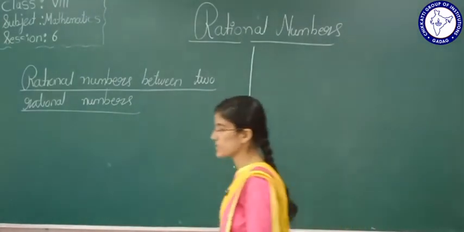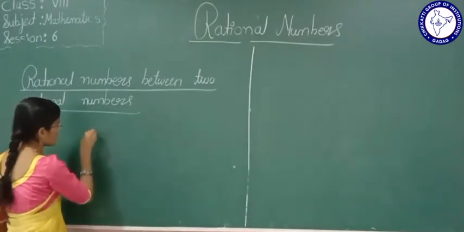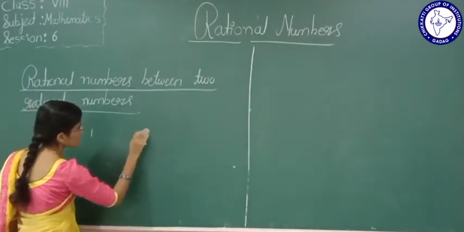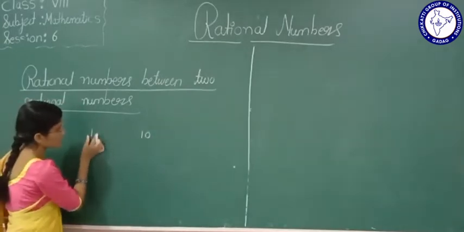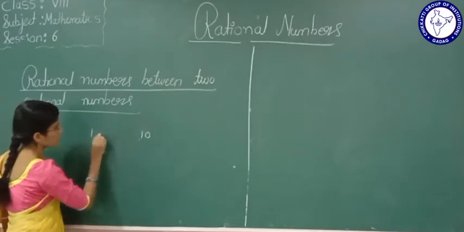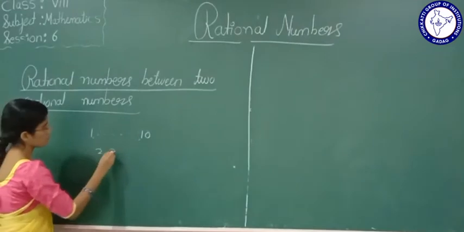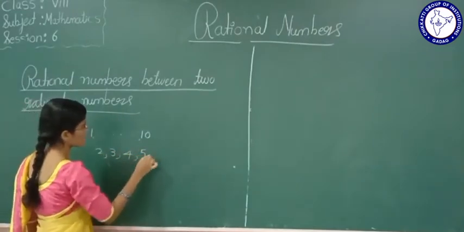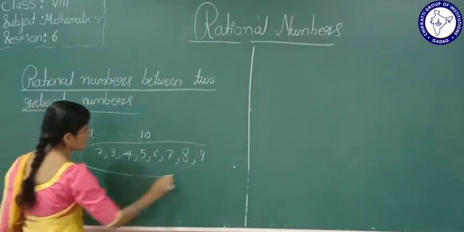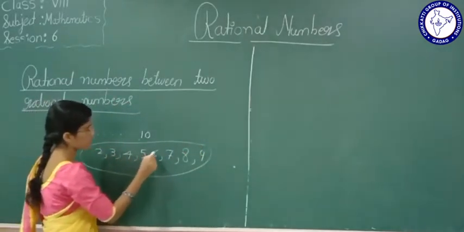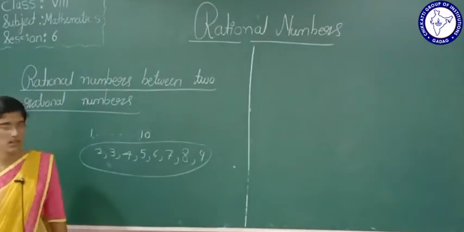Now see here, students, if I ask you how many natural numbers are there between 1 and 10? You will tell that 2, 3, 4, 5, 6, 7, 8, 9. How many are there? 1, 2, 3, 4, 5, 6, 7, 8. Eight natural numbers are there between 1 and 10.